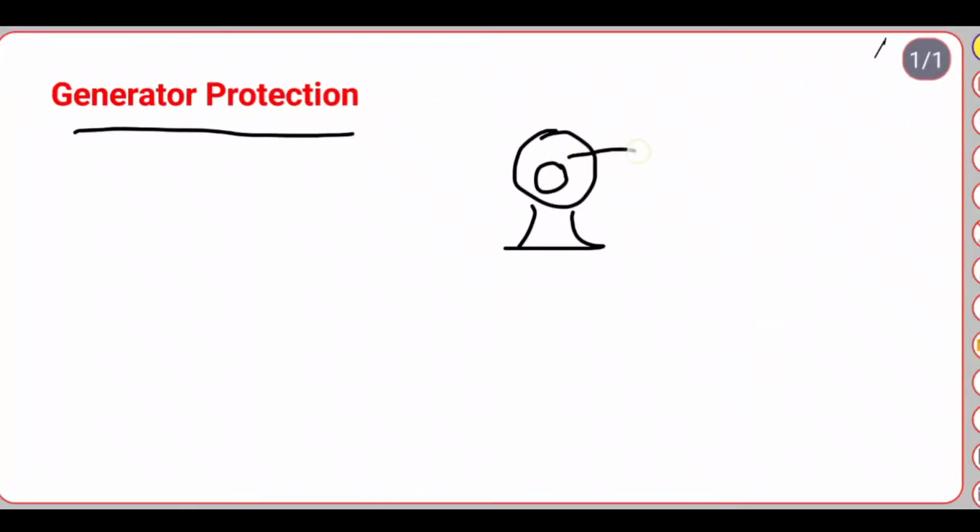It has stator and rotor. Stator and rotor both will be there on a synchronous generator or alternator. The most serious faults on an alternator require immediate attention: the stator winding faults.